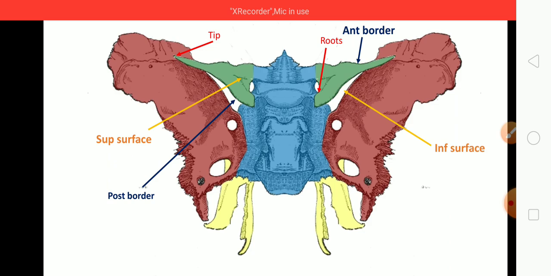The structures which enter the orbit are the upper and lower divisions of the oculomotor nerve, the trochlear nerve, the three branches of the ophthalmic division of the trigeminal nerve, the abducens nerve, then the orbital branch of the middle meningeal artery, etc. And the structures which emerge from the orbit are the superior and inferior ophthalmic veins and the recurrent meningeal branch of the lacrimal artery.